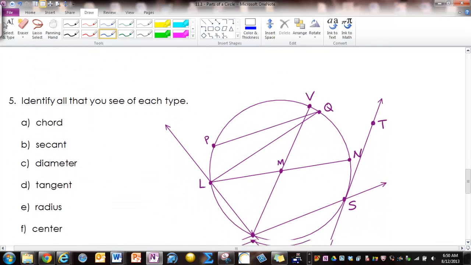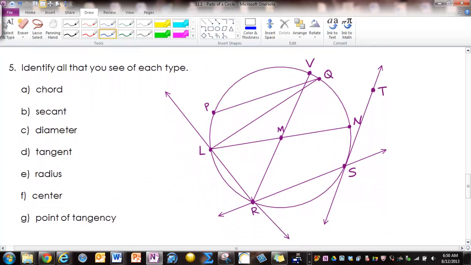Moving on to question 5. This one's a little more complicated, but don't get overwhelmed. We are just going to identify the same exact things. So we are going to start with chords. Now remember, chords connect 2 points that are on the circle. So one by one I will highlight them and name them for you. First of all, segment PQ does have endpoints that are on the circle, and it is a segment, so it is a chord.